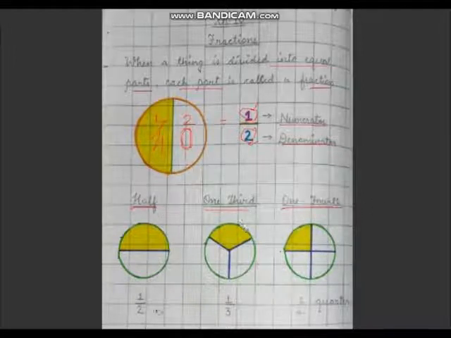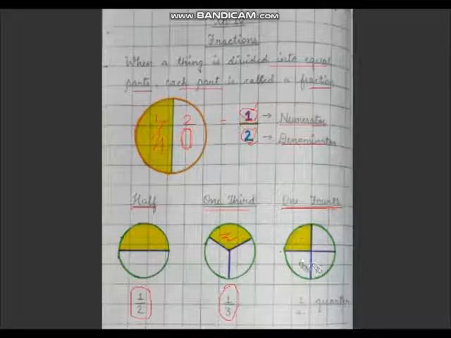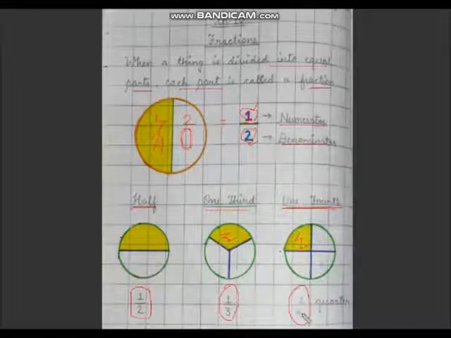Now, what is half, 1/3 and 1/4? For half, we will write 1 by 2 or 1 upon 2 fraction, because half means two parts in which one part is shaded. For 1/3, there are three parts in total and one part is shaded. So we will write this fraction as 1 upon 3. For 1/4, there are four parts in total and one part is shaded. So we will write it as 1 upon 4.